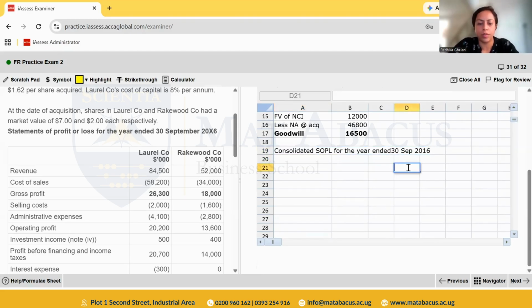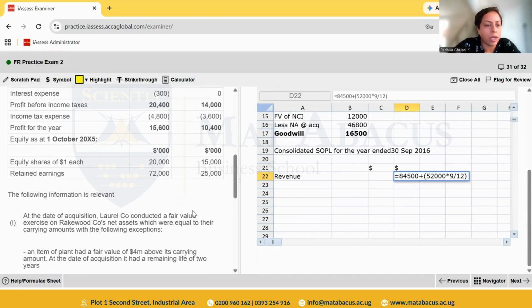We're going to put the values, starting with our revenue. Revenue, remember, we have to time apportion the subsidiary. So this is going to be 84,500 for the parent, plus for Rakewood, it's going to be 52,000 times 9 out of 12 because we didn't have the subsidiary for the whole year.